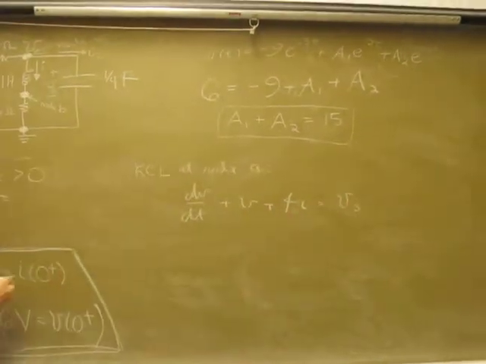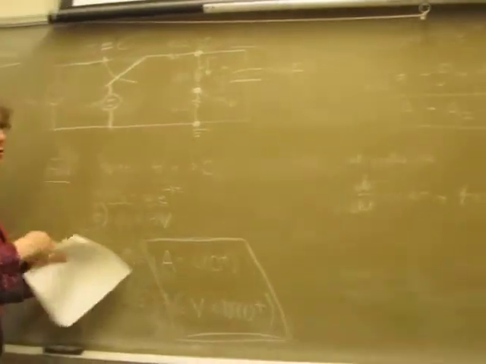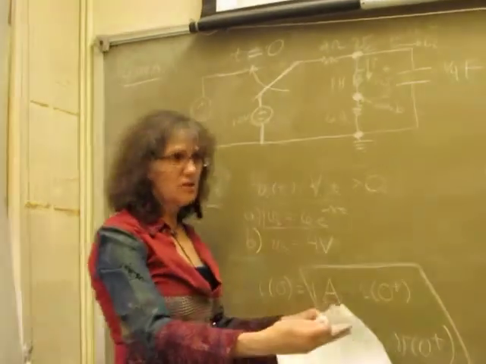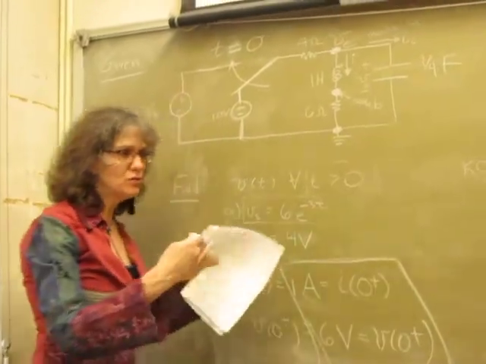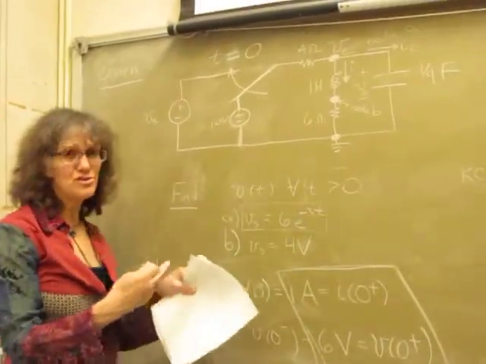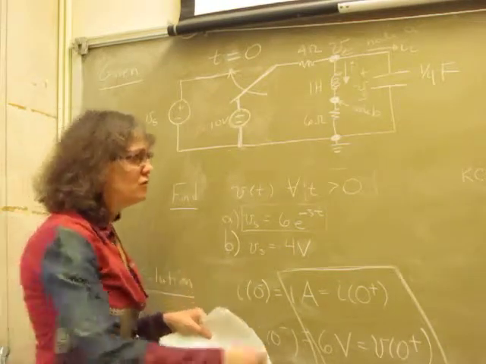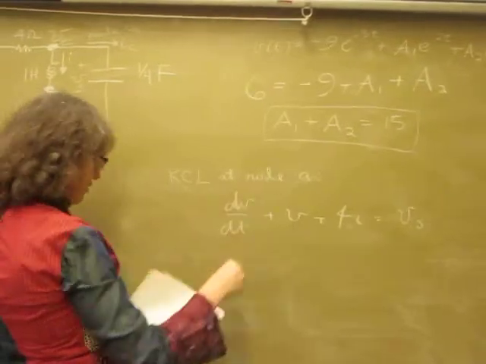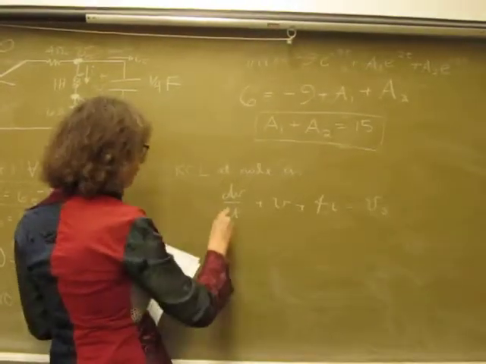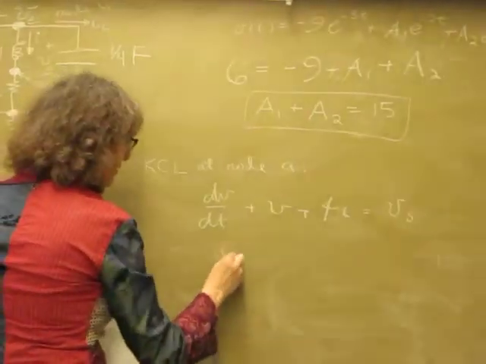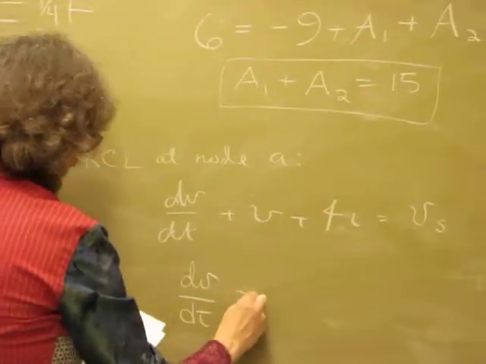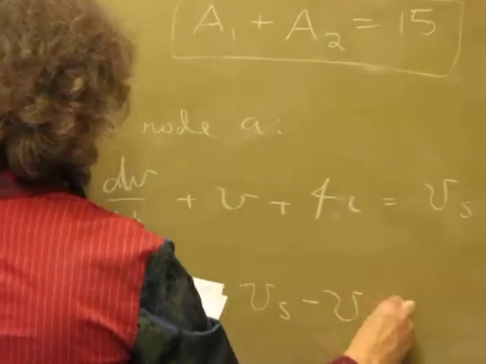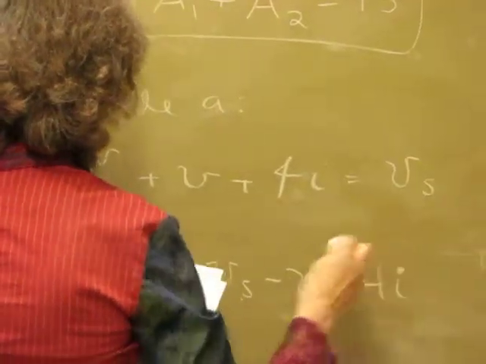Okay, so you have to go back to one of those equations that you used to get the second order differential equation. So it's one of those first order differential equations in the state variables. This was the one that we got from just doing Kirchhoff's current law at node A. So let me solve this for dv/dt and just put everything else on the other side. So we've got vs minus v minus 4I.